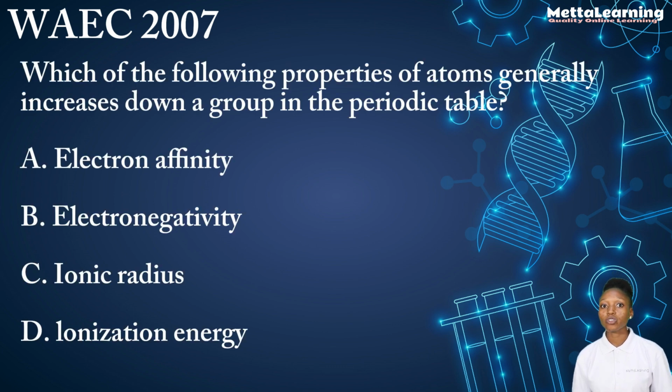Which of the following properties of atoms generally increases down a group in the periodic table? A, we have electron affinity, B, we have electronegativity, C, we have ionic radius, and D, we have ionization energy. Let's discuss this question. It's about understanding the trends or patterns in the periodic table. The periodic table is arranged in such a way that elements with similar properties are grouped together in vertical columns, known as groups. As you move down a group in the periodic table, certain properties of the elements change in a predictable way.